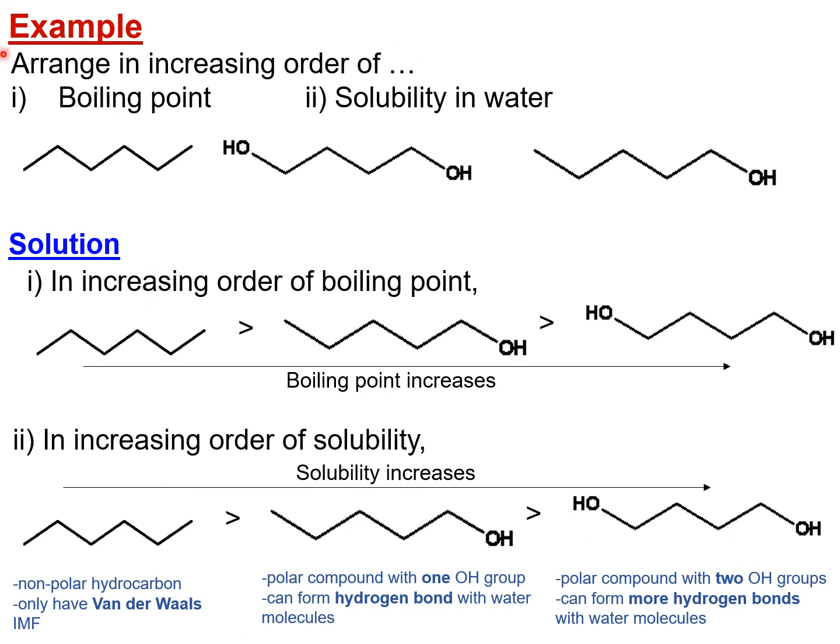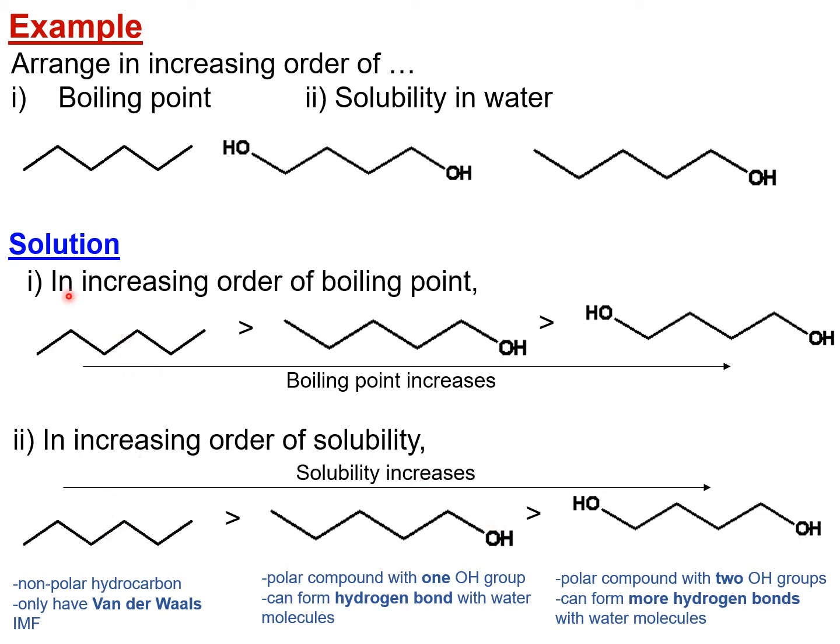Okay guys, so if you look at this example, disuruh kamu arrange in the increasing order of boiling point and solubility in water for these 3 molecules. Okay, the solution is the one yang ada 2 OH groups akan ada higher boiling point and solubility compared to alcohol yang ada 1 OH group and compared to alkane.